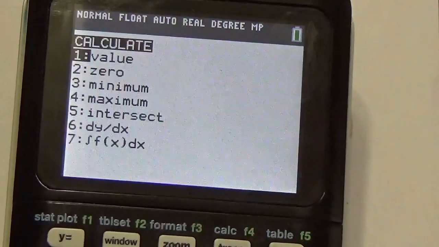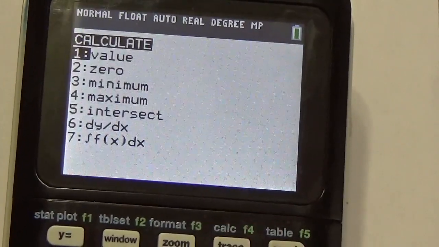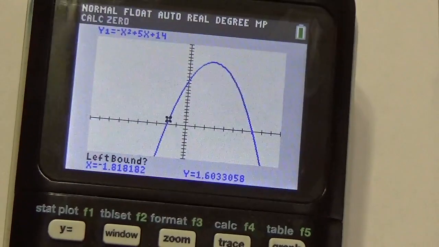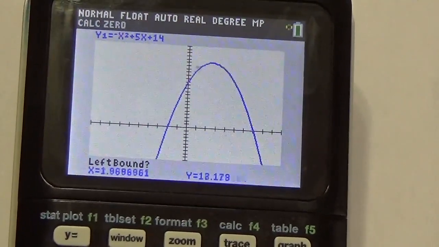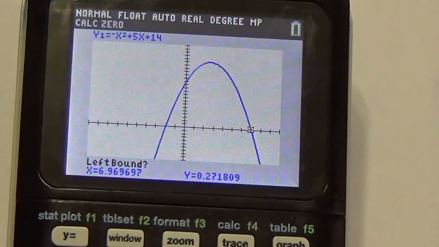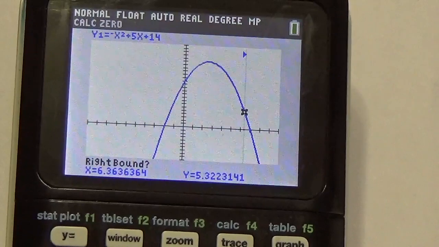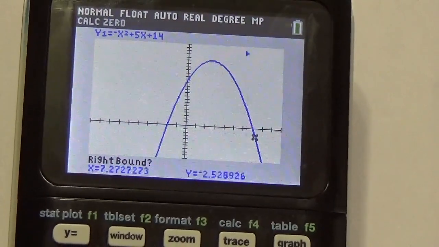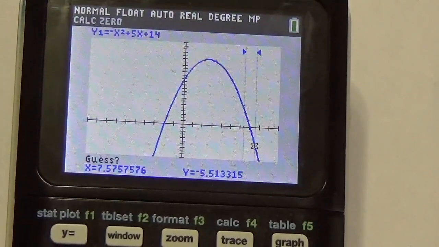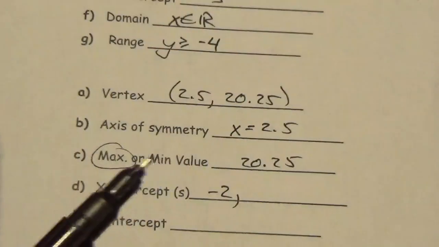And now I got to do that again. Whoops, sorry. Now I got to do that again and find the x-intercept way over here. So I move my cursor again till I'm basically on top of it, and then I'm going to come back a little bit, make sure I'm to the left, press enter, go past it, make sure I'm to the right of it, press enter, and again, as long as it's in between, when I press enter a third time, it'll give me the x-intercept there of 7.